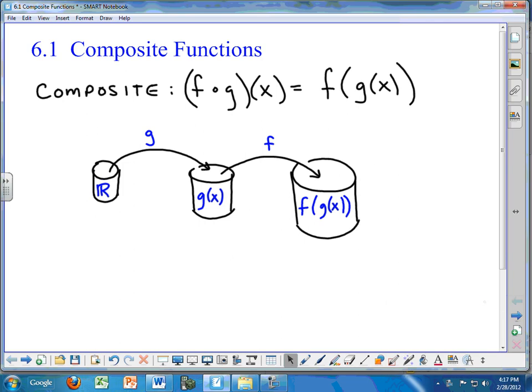Welcome back to the Algebra 2 series, and today we're going to be looking at composite functions and inverse functions. This will be a series of 4 videos. This one is the first one, and we'll begin with composite functions.